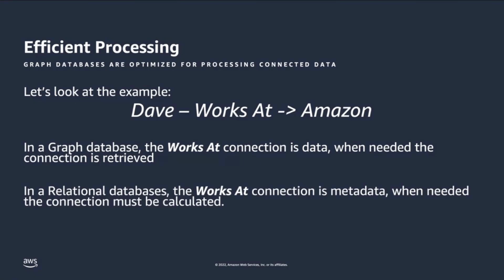If we contrast this again with something like a relational database, the works-at connection in this example is really metadata. It would be represented through something like a foreign key between that person and company table. So when I want to find out what company somebody works at, I need to calculate that at runtime. I need to run that relational algebra to calculate it, as opposed to being able to retrieve it from disk. So when I need to process hundreds, thousands, hundreds of thousands, millions or billions of these sorts of relationships, the fact that I can retrieve them from disk versus calculate them at runtime leads to much more efficient processing of that sort of information.